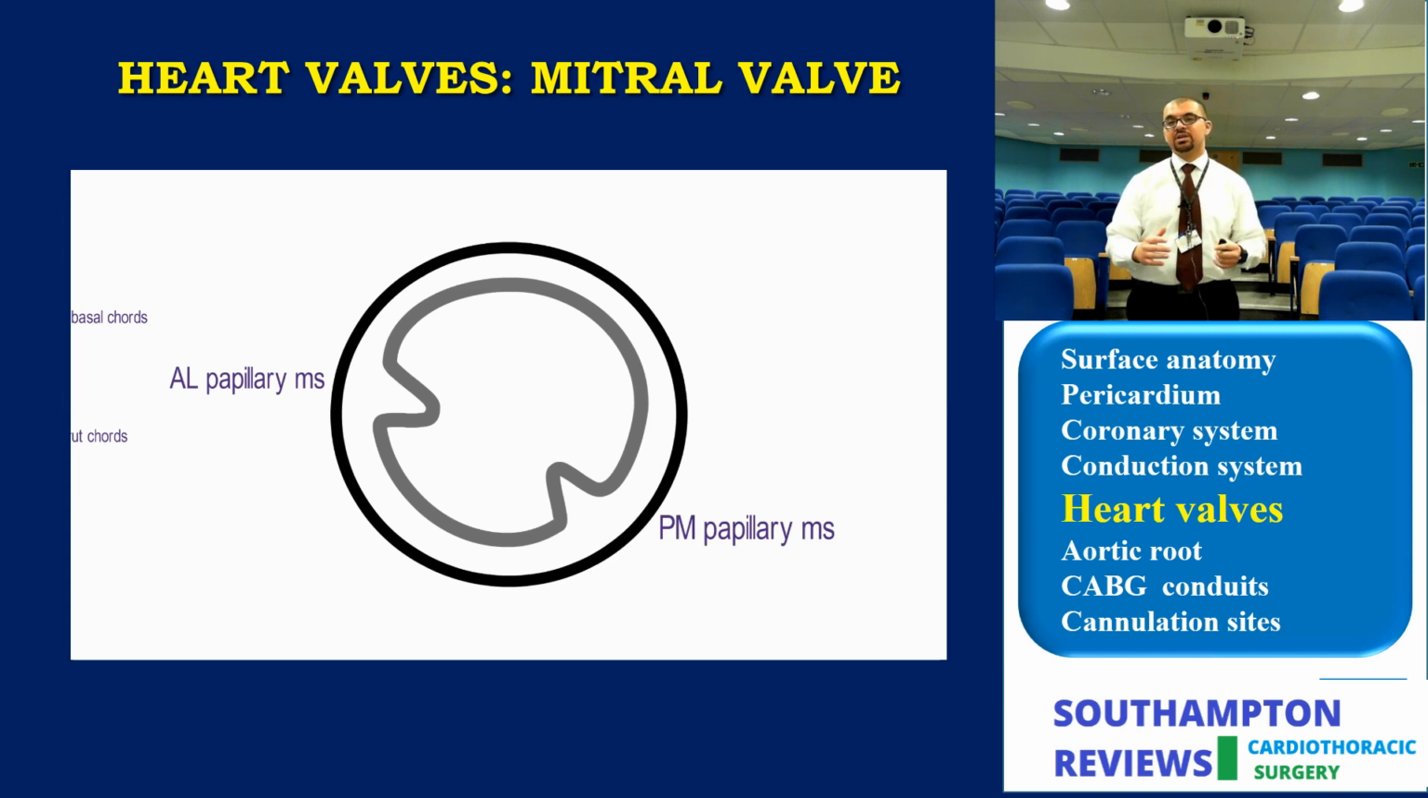This explains why ischemia affects more the anterior lateral rather than posterior medial in the setting of ischemic mitral regurgitation. So the posterior medial, sorry, I put it the other way around. The posterior medial muscle is more prone to ischemia because it receives a single blood supply rather than the double blood supply on the anterior lateral side.